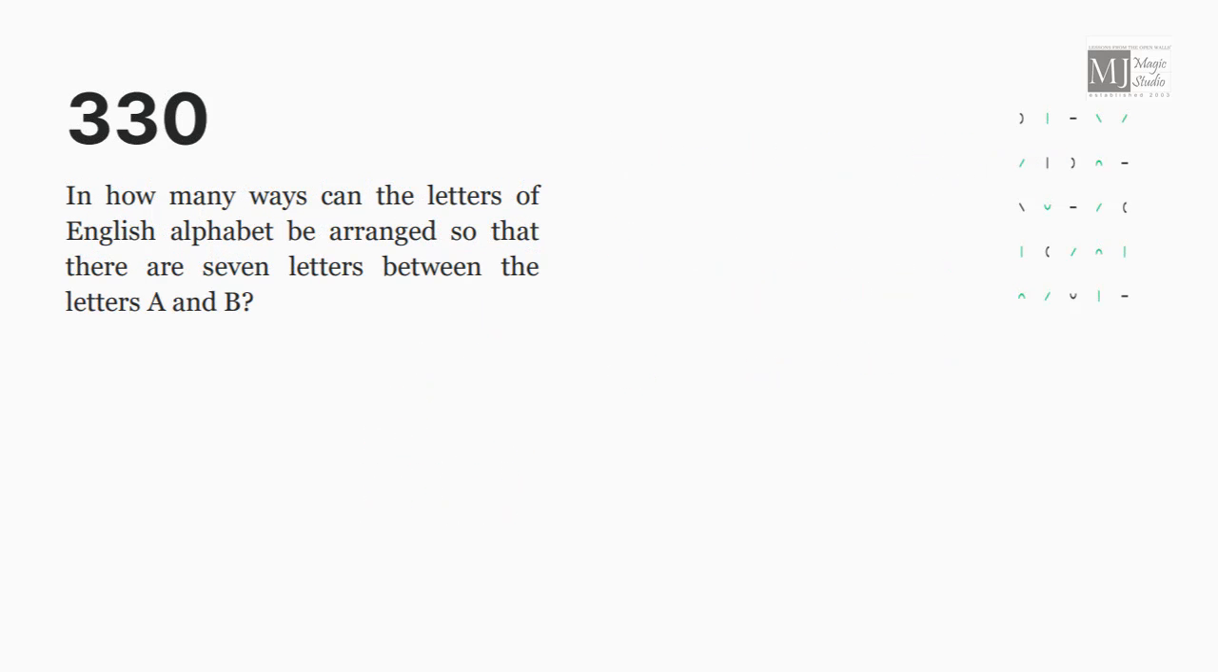In how many ways can the letters of the English alphabet, there are 26 letters, be arranged so that there are 7 letters between A and B? Now there is a small story. There are 7 letters between A and B. Which 7 letters?